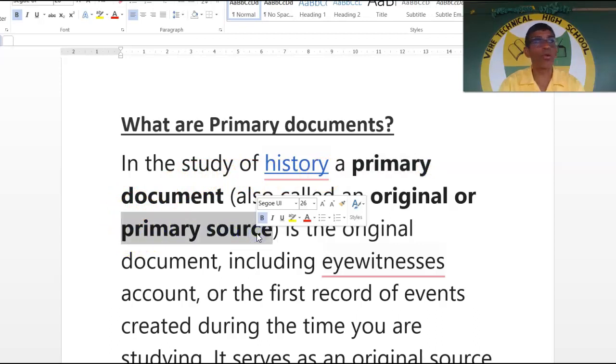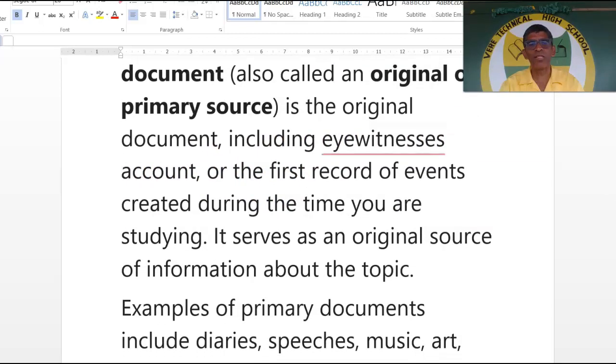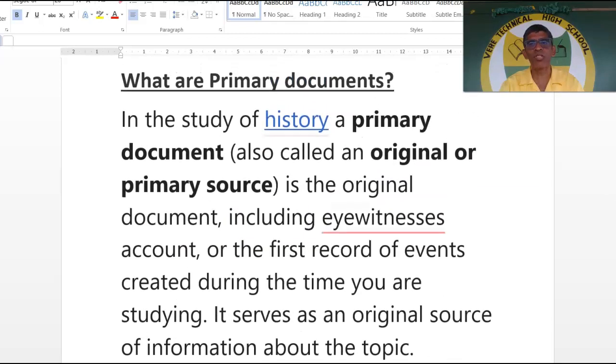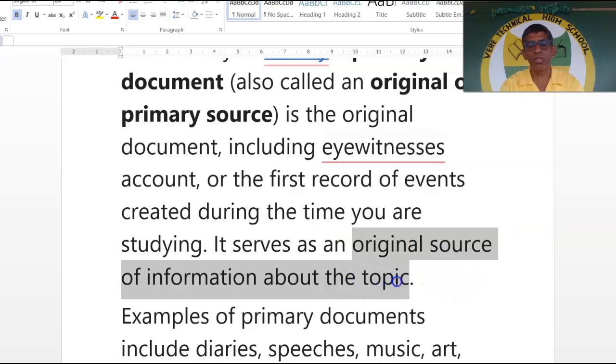In the study of history, a primary document, also called an original or primary source, and don't get mixed up now, don't get confused, is the original document, including eyewitnesses' accounts or the first record of events created during the time you are studying. It serves as an original source of information about the topic.